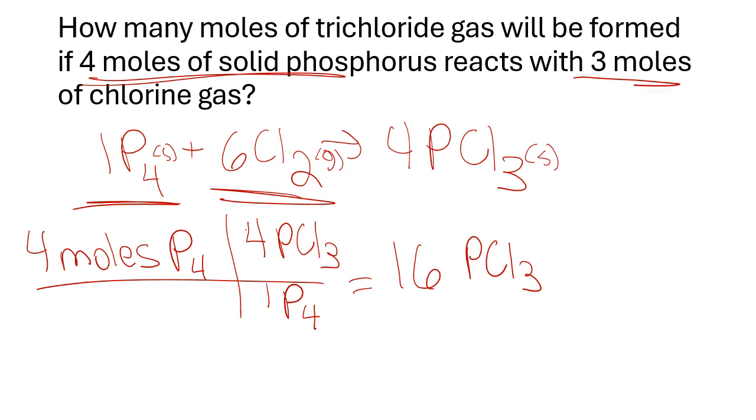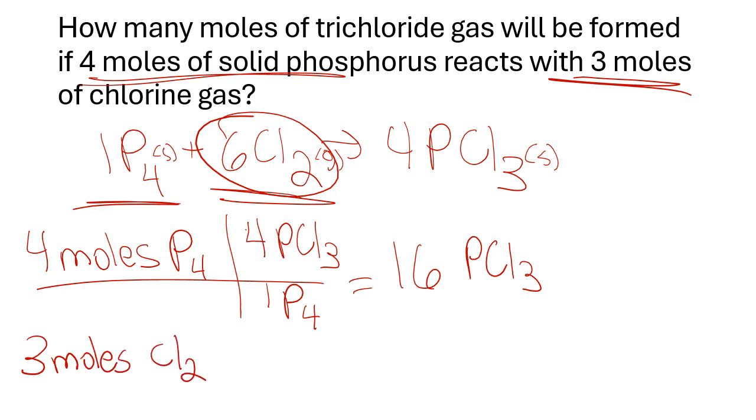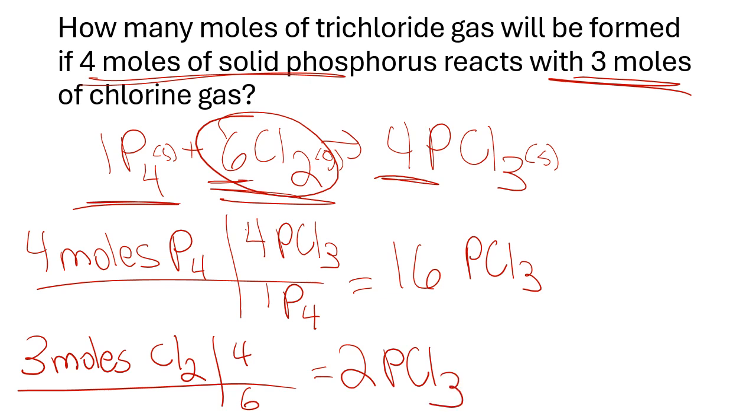So now we have 3 moles of chlorine gas, Cl2. Let's go coefficient of product, same thing, over coefficient of Cl2. And we get 12, so 2 moles of PCl3. So that is the answer. I don't have any sig figs here. Maybe I should have, but that doesn't really matter. I just want to reintroduce limiting reagent to you again.